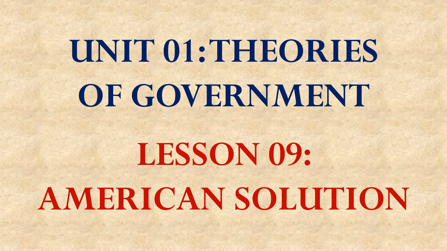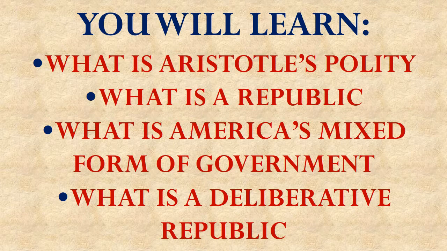This lesson is from Unit 1 about theories of government. It is Lesson 9 about the American solution to the question of what form government should take. In this lesson, you'll learn about the definition of Aristotle's polity, about the definition of a republic, about America's mixed form of government, and about the definition of a deliberative republic.